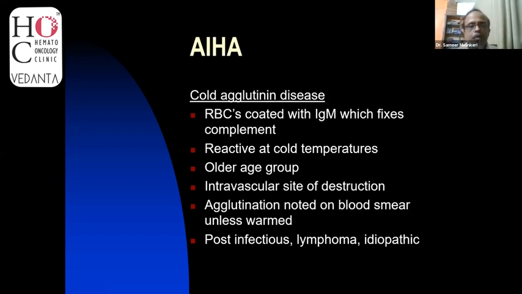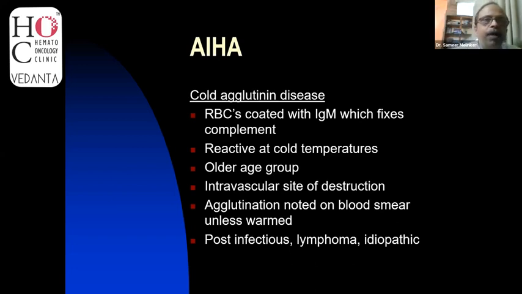Cold agglutinin disease is a condition in which you have RBCs which are destroyed by IgM antibodies, which fix complement, and this reacts only at cold temperatures. So when is the body temperature cold? Normally, it's always the same temperature. But when your skin is exposed to very cold temperatures, such as in very cold countries, or in this patient, he was sitting in the cardiac ICU half naked, and the AC was blowing onto him.